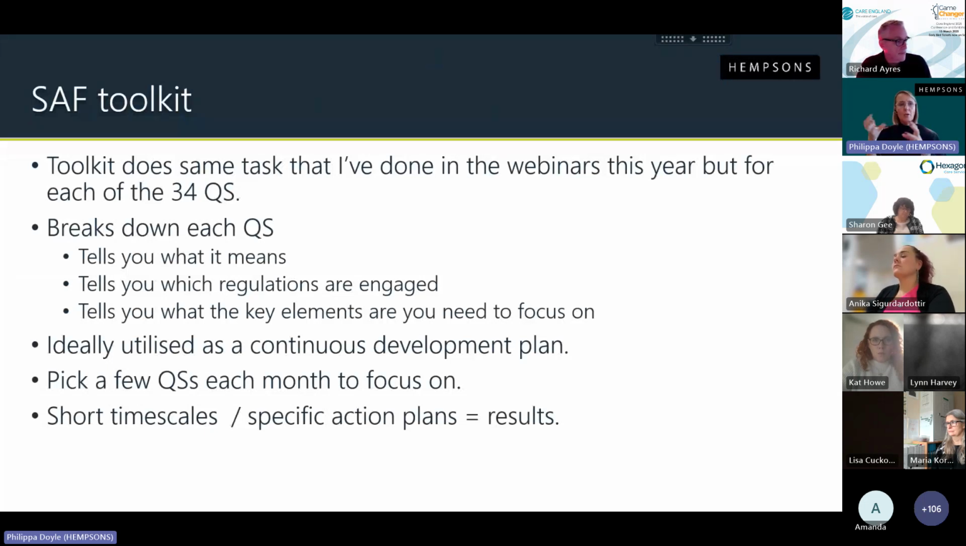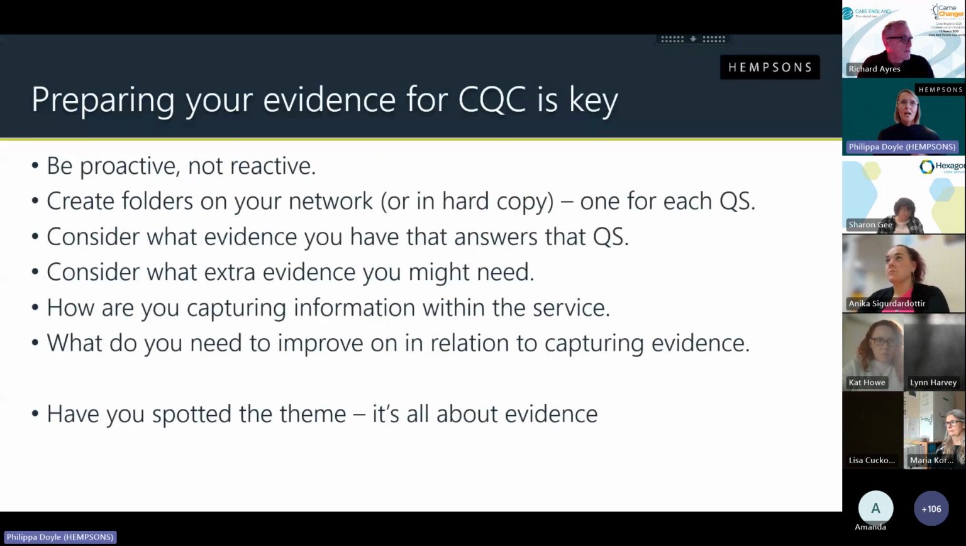If you do a couple of quality statements per month and say, right, this is what we're going to focus on this month, then you'll start to drive real improvement and real development throughout the organisation. And then you can do that on a rolling basis, year after year, to build on the work that you've done in each particular area. So it's about being proactive, not reactive.